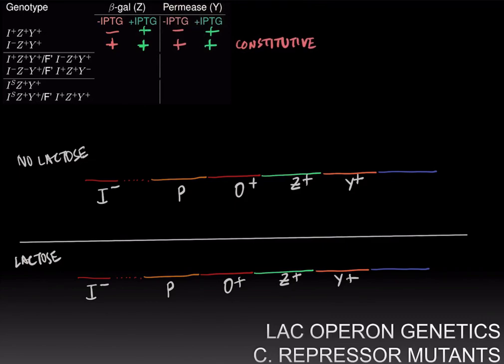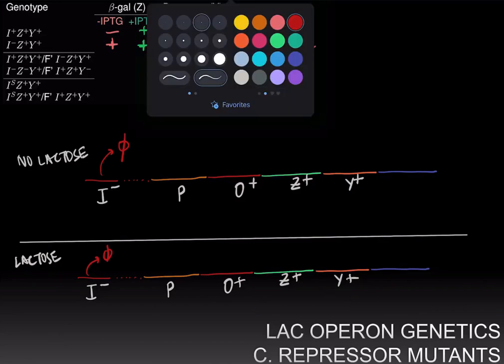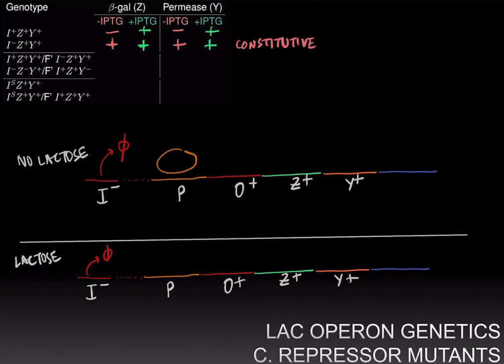So if you have a mutant lacI, that means it does not make a functional repressor protein, and that implies that the operator is not bound by repressor, and therefore the polymerase can bind the promoter and elongate, and we will get expression when you don't have any lactose. You will still get expression of Z and Y, leading to constitutive expression of beta gal and permease.